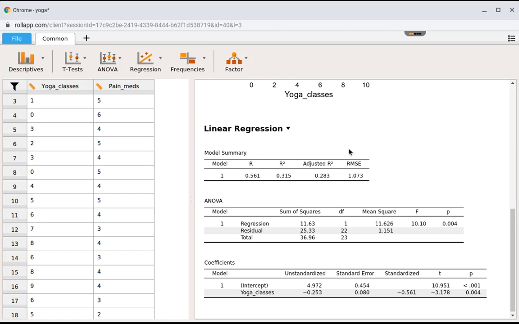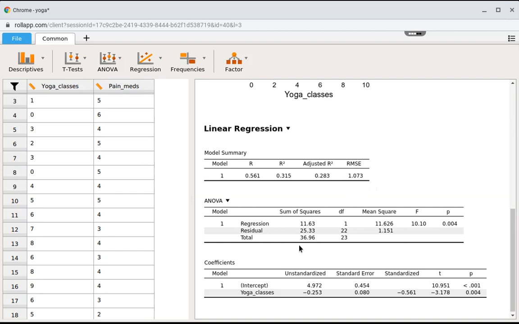And then we have this number here, the RMSE, root mean squared error. So that's our standard error of prediction. So we'll need that later when we're trying to figure out, if we have the equation of the line, how wrong are we in using that equation to make our predictions? So here we have 1.073.